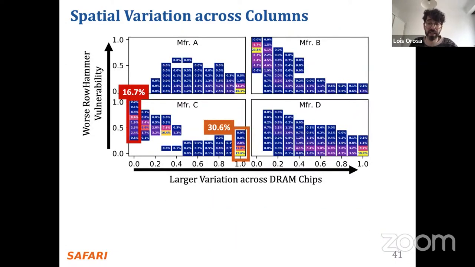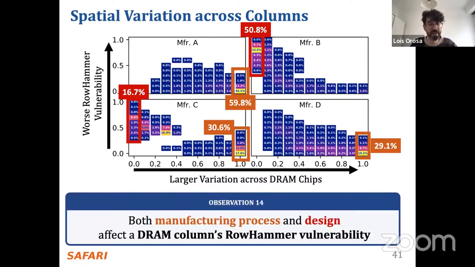Here, we see the same analysis for the 4 manufacturers we test. You observe that there exist columns with very low and very high variation across chips from all 4 manufacturers. Based on this analysis, we conclude that both manufacturing process and design affect a DRAM column's RowHammer vulnerability.